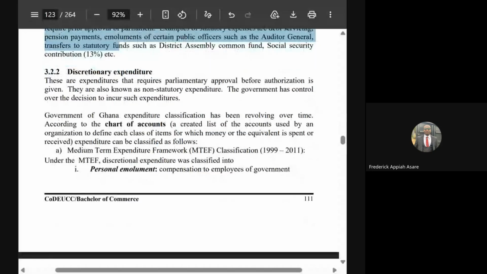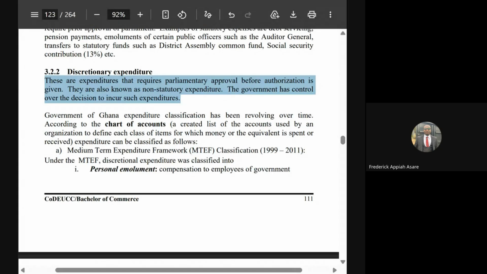Now, discretionary expenditure is expenditure that requires parliamentary approval before authorization is given. It is also known as non-statutory expenditure. The government has control over the decision to incur such expenditure. So you can decide to approve it or not. When it is approved, you have to pay. If not, it means they are not to pay.